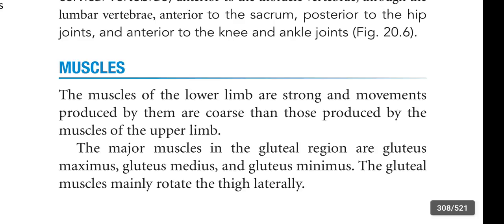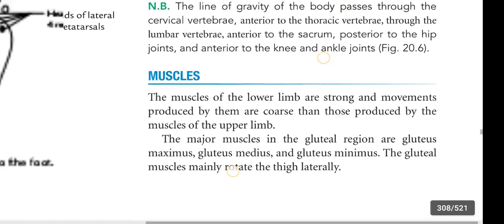The major muscles in the gluteal region are gluteus maximus, gluteus medius, and gluteus minimus, and the gluteal muscles mainly rotate the thigh laterally. Once again, the major muscles in the gluteal region are gluteus maximus, medius, and minimus, and they rotate the thigh laterally.